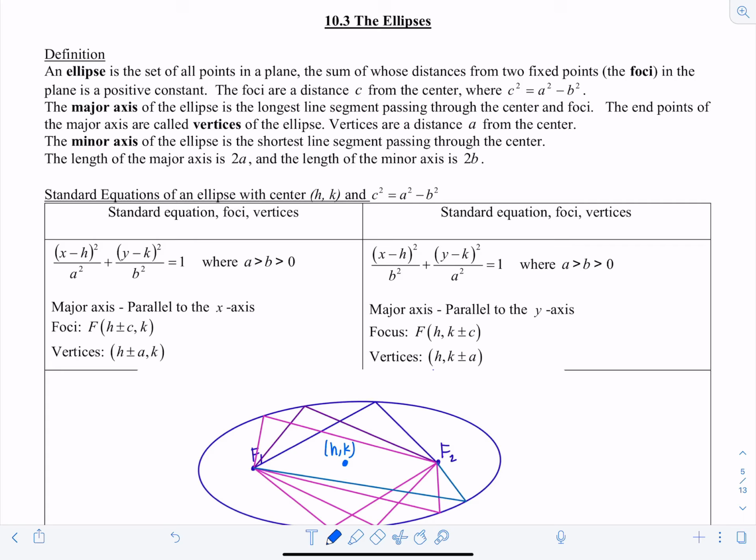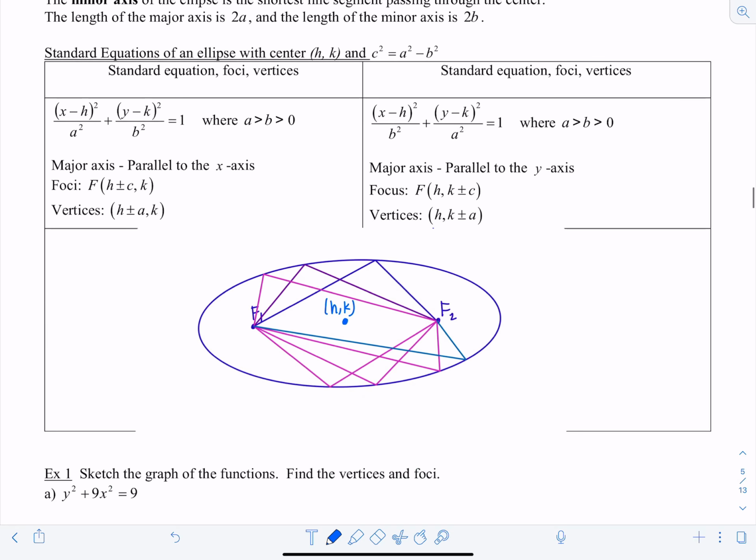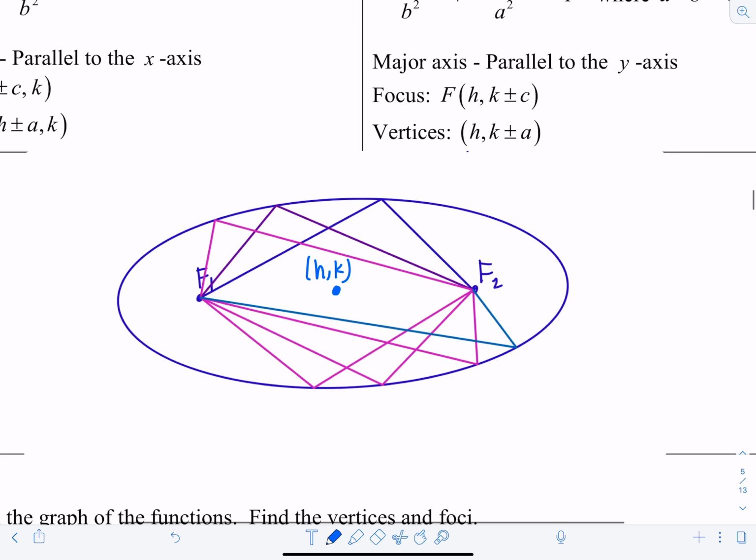So definition: an ellipse is the set of all points in a plane, the sum of whose distances from two fixed points, the foci, in the plane is a positive constant. So notice here I actually have a little picture for you of what's going on. We have two foci in an ellipse, and you can see the ellipse is traced out around the outside. The definition of the ellipse is every point in the plane where the sum of the distances from that point to each of the foci is a positive constant.